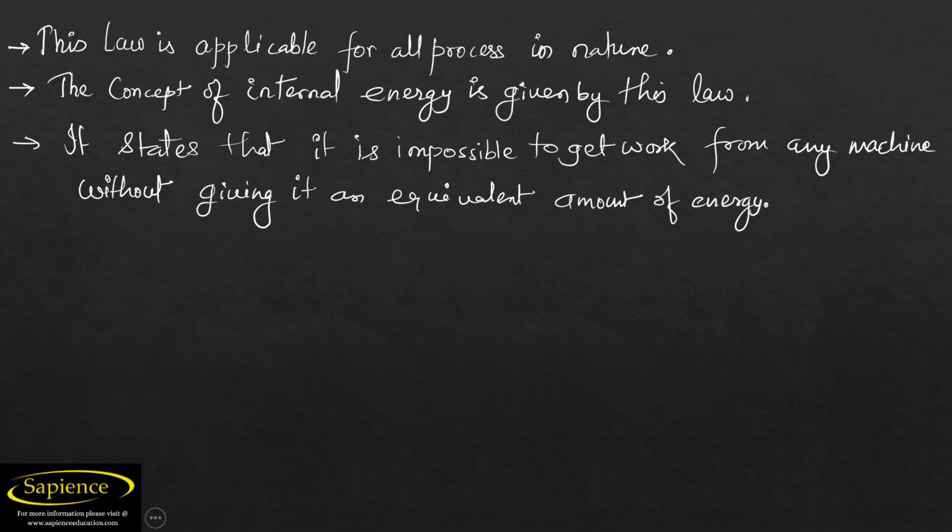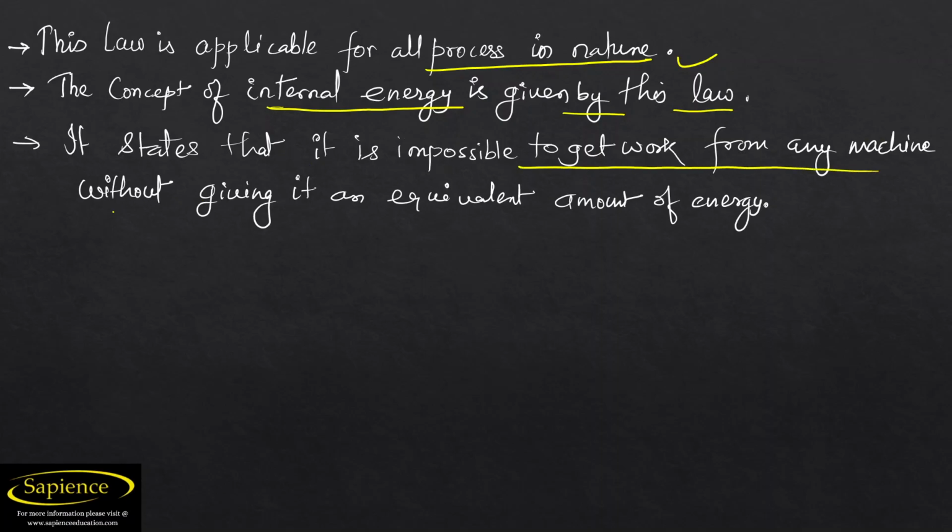Now we are talking about the first law. This law is applicable for all processes in nature, and the concept of internal energy is given by this law only. The first law of thermodynamics gives the concept of internal energy. It states that it is impossible to get work from any machine without giving an equivalent amount of energy. Let us see here. We have the formula delta Q is equal to delta U plus delta W.